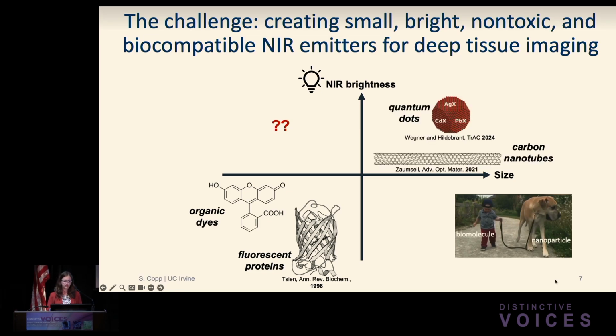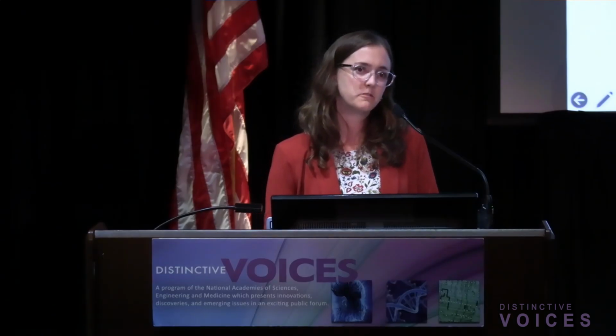So our other options are much brighter, but also much larger. And these are typically nanoparticle emitters, things like carbon nanotubes and quantum dots. While these are bright near-infrared emitters, they are larger, and they can also often be quite toxic, containing things like cadmium and lead. So these are also difficult for biological applications.